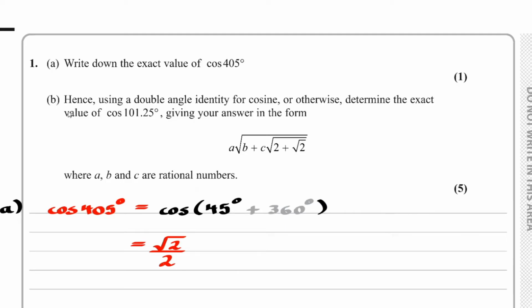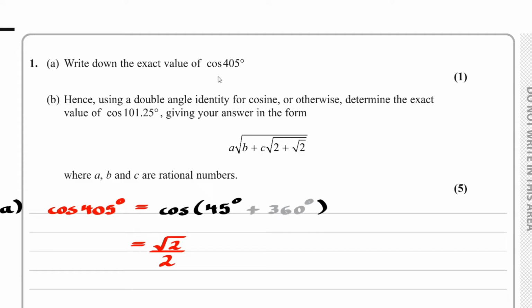Part B. Hence, using a double angle identity for cosine, or otherwise, determine the exact value of the cosine of 101.25 degrees, giving the answer in the form a times the square root of b plus c times the square root of 2 plus root 2, where a, b and c are rational numbers.